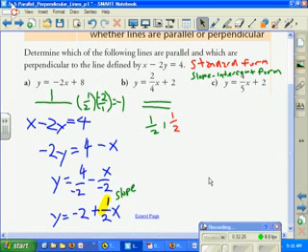Last one over here. Y equals 4/5x plus 2. What do you think about that? Down if you need to, or work it on paper if you need to. Helps. This one here? Oh, that's just a comma.